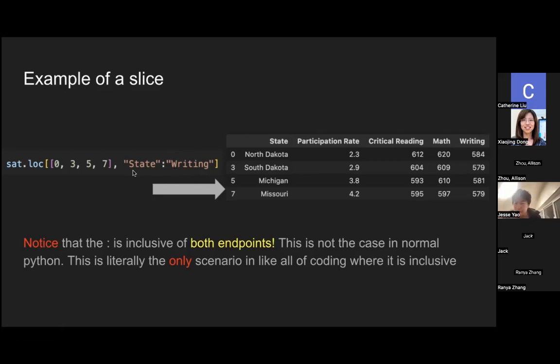Again, this should be pretty intuitive. I just pass in a list of rows and then a slice of columns. That gives me the result so that I don't have to put state, participant rate, critical reading, math, writing all into a very long command.